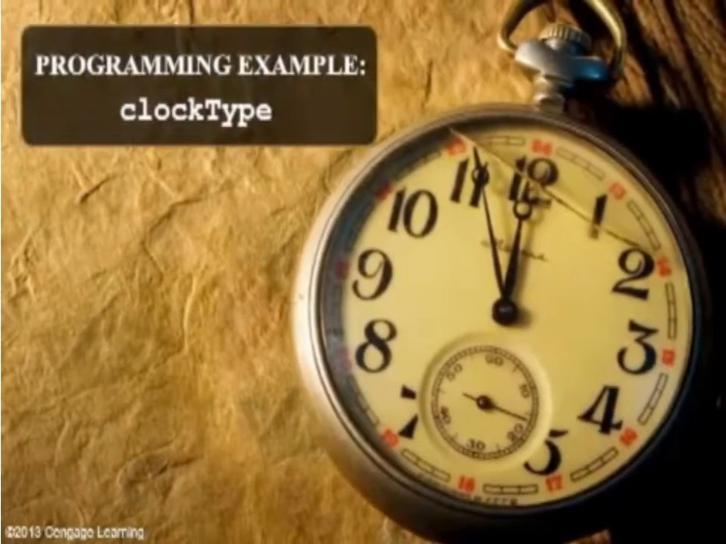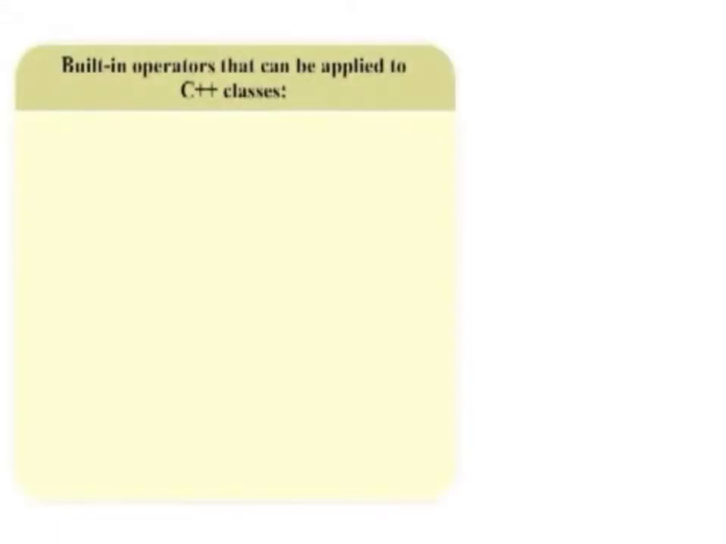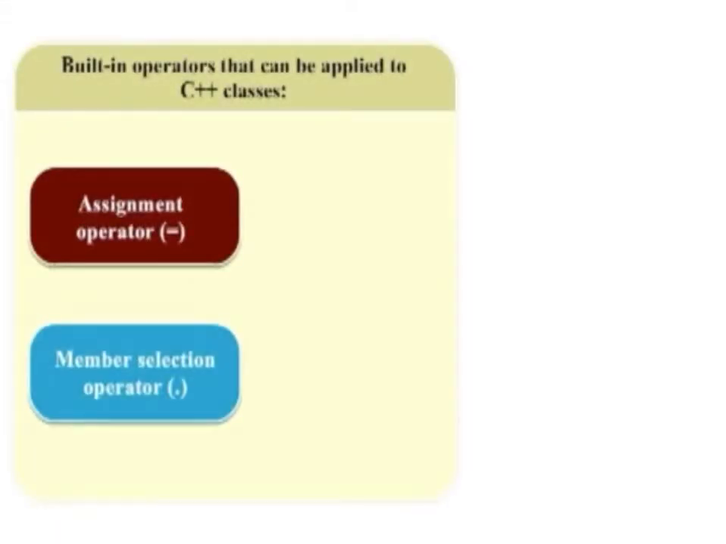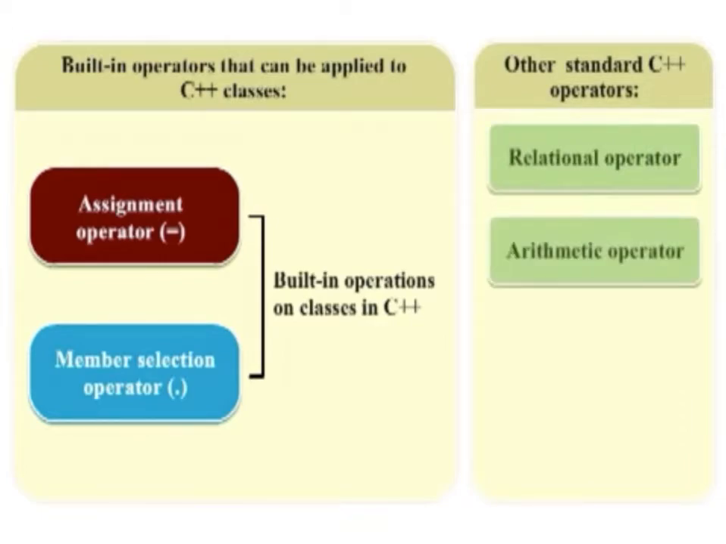Programming example for clockType. In C++, the assignment and member selection operators are the only built-in operators for classes. There are some other standard operators in C++.